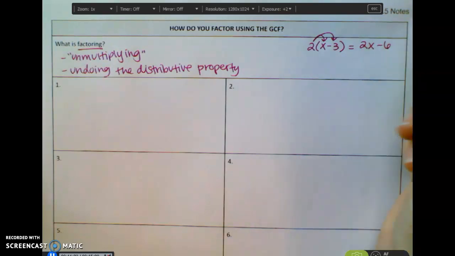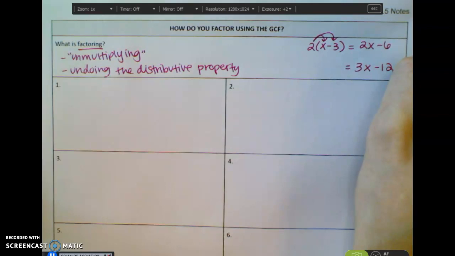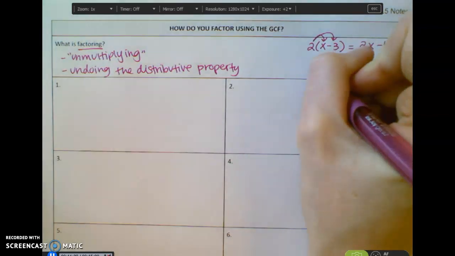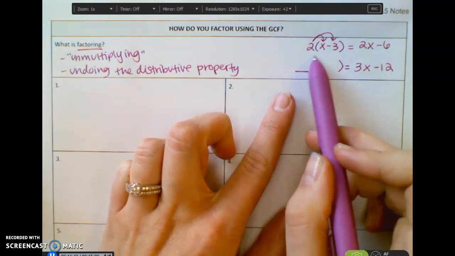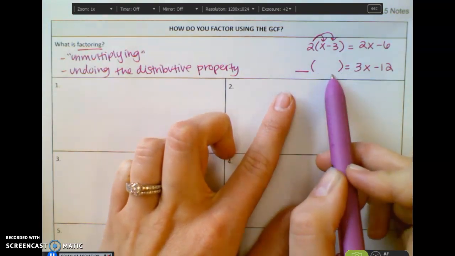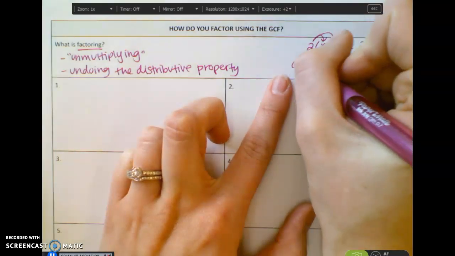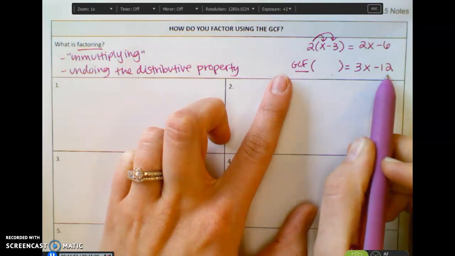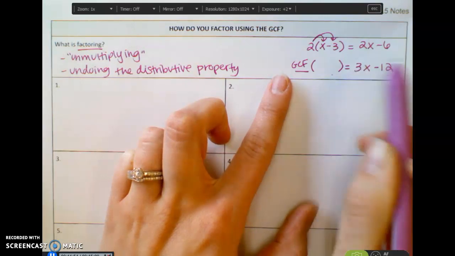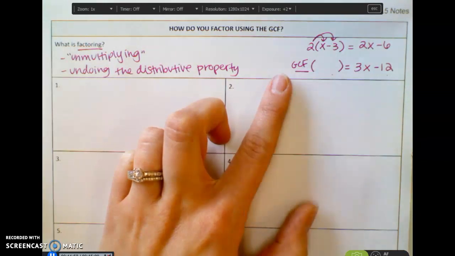What we're doing with factoring is we're taking a problem like 3x minus 12, and we are writing it in this form. We're trying to figure out what number did we distribute and what did we originally have in parentheses. This number we distributed is our GCF. So when we look at this, we have to ask ourselves, what can I take out of 3x? What can I take out of 12? That's our GCF. That's what we distributed.